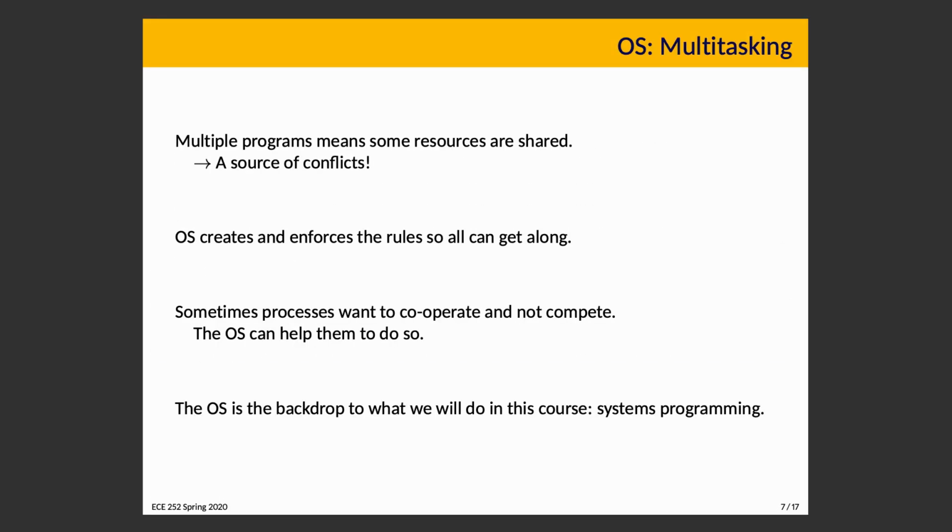And in most cases, there are multiple programs that are running at a time, and some resources are shared, which, as you may imagine, is potentially a source of conflicts. And well, the operating system has to enforce rules so that everybody can get along, so at least the world is somewhat fair. Sometimes also processes want to cooperate rather than compete, and the operating system can help them do that as well. And the operating system is the backdrop. It is the stage, it is the helper to a lot of what we are going to do in this course, and that is systems programming.